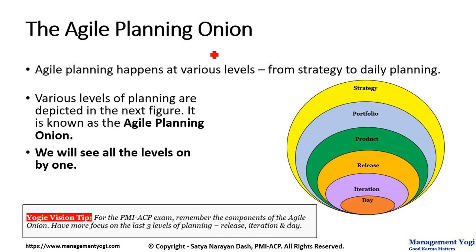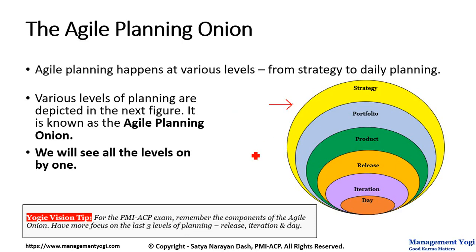The Agile Planning Onion. Agile planning happens at various levels, from strategy to daily planning. The various levels of planning are depicted in this figure. It is known as the Agile Planning Onion. Like the layers of an onion, as you peel off, you get to lower and lower layers. Similarly, in the Agile Planning Onion, as you peel off the layers, you go to the lower levels. We'll see all the levels one by one.